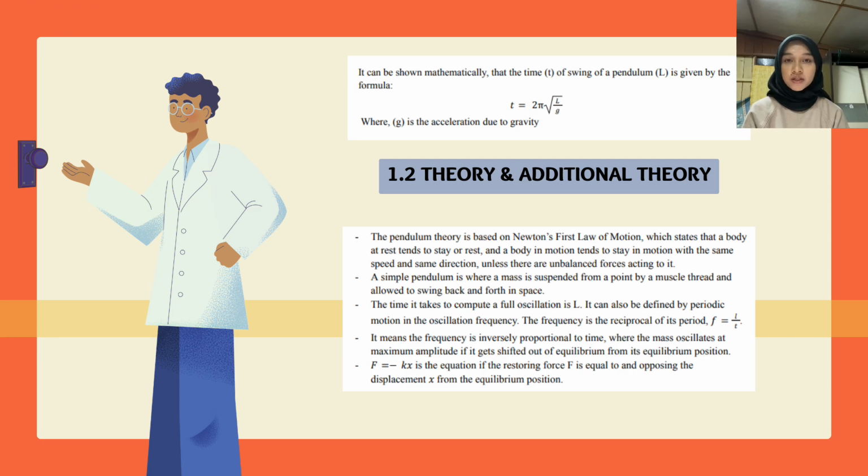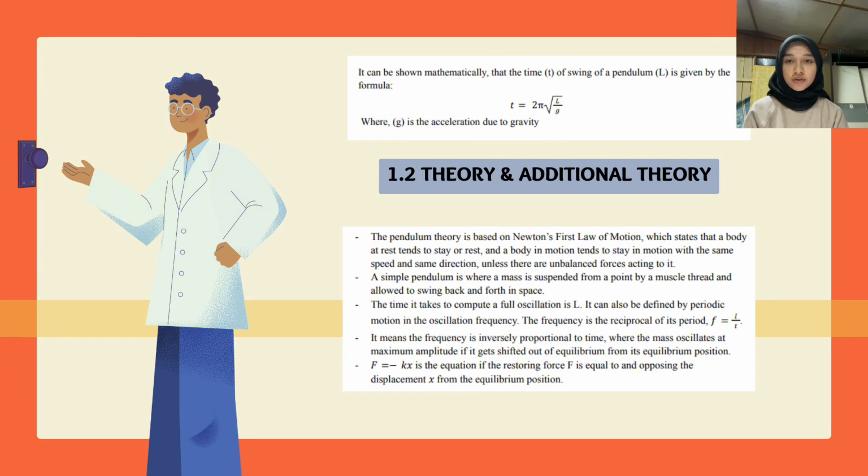Next, a simple pendulum is where a mass is suspended from a point by a thread and allowed to swing back and forth in space. The time it takes to complete a full oscillation is the period, T. It can also be defined by periodic motion in the oscillation frequency. Frequency is the reciprocal of its period, so frequency equals 1 over time.